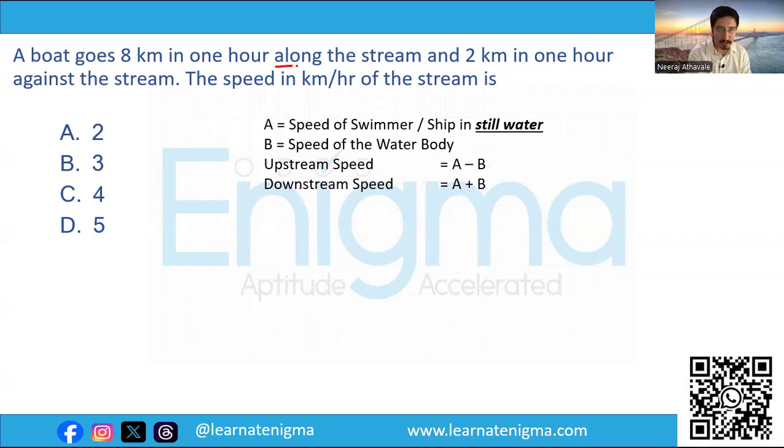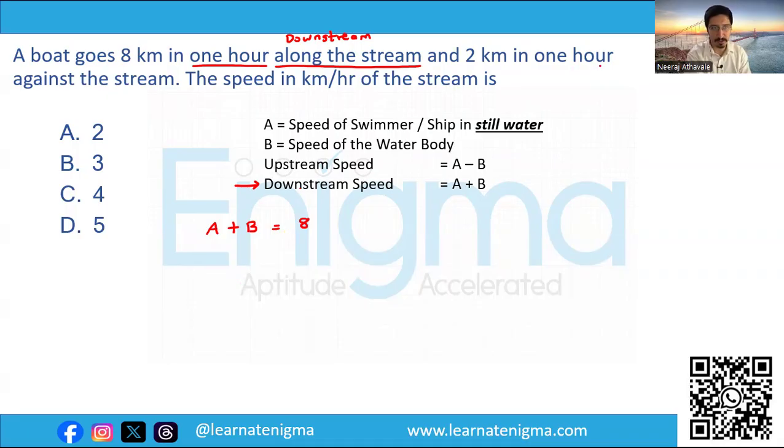Now it is given here along the stream. Along the stream is nothing but downstream speed. Now it is given in 1 hour, so that means it becomes the speed 8 kilometers per hour. So we get the first equation as A plus B is equal to 8.